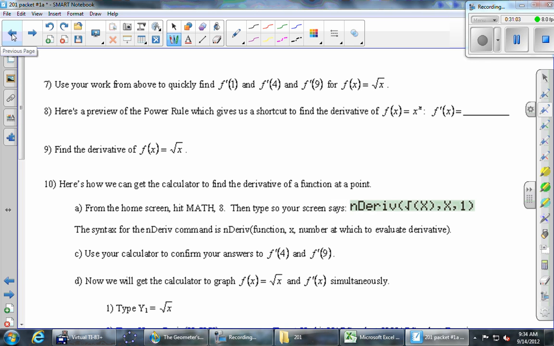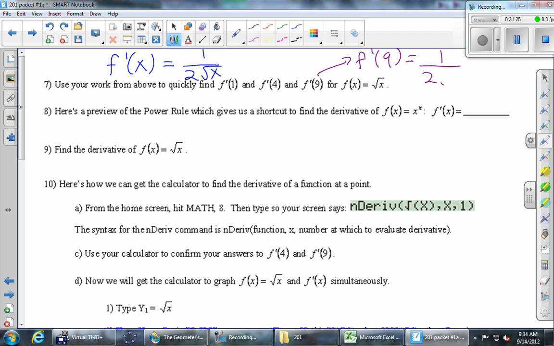Okay, so I'll just remind you what we figured out last time was that the derivative of that function, square root of x, is 1 over 2 square root of x. So if, for example, we wanted to find f prime of 9, all we do is plug 9 in for that x, yes? 1 over 2 square root of 9, 1 over 2 times 3, 1 over 6. Go ahead and find the other two derivatives, f prime of 1 and f prime of 4.